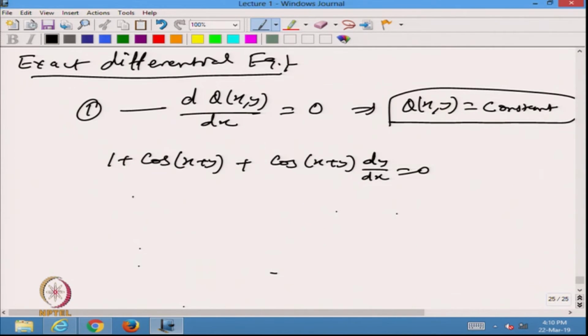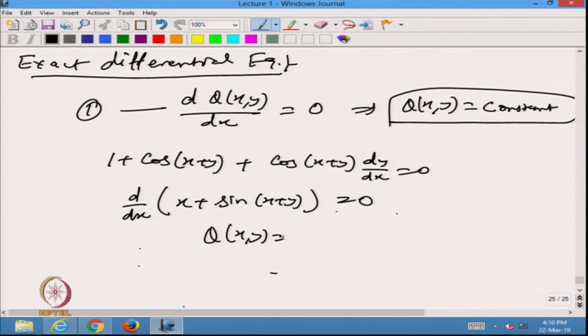as d by dx of this factor x plus sine of x plus y is equal to 0. Because if you take the derivative of this factor, then where in this case I have my function of x and y as x plus sine of x plus y. Okay.